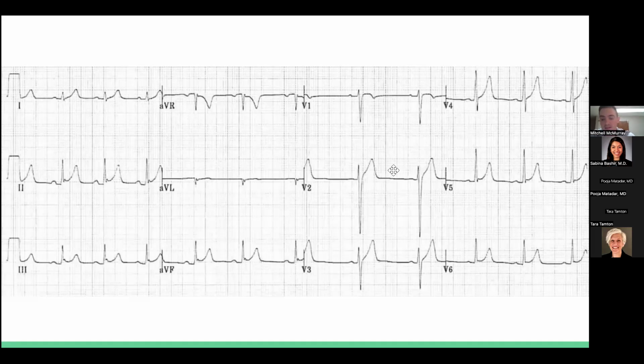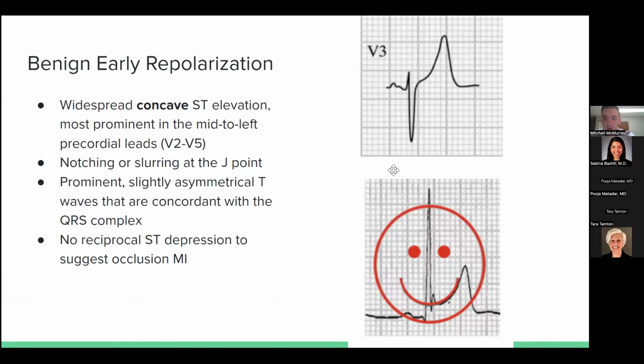What is this? This is actually what we call benign early repolarization. This is very, very common. You'll see this on many EKGs. It's most common in younger, middle-aged African American males. It is a benign ST elevation in the anterior leads, and it's concave, like a smiley face, like I said, and its most prominent leads are V2 to V5.